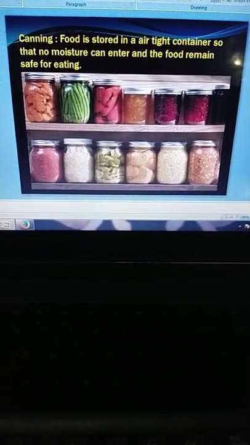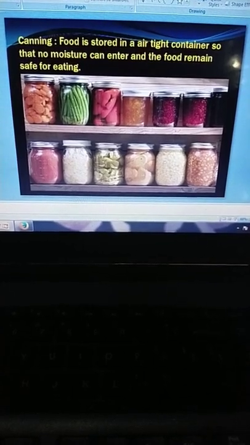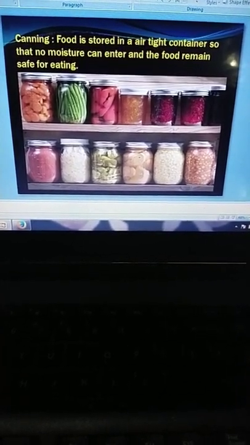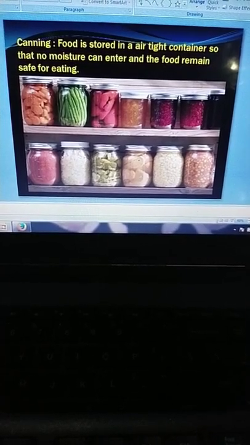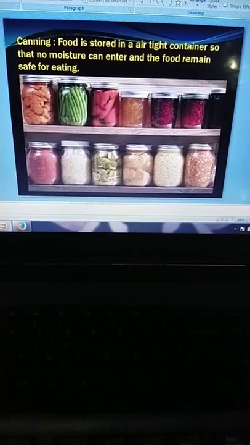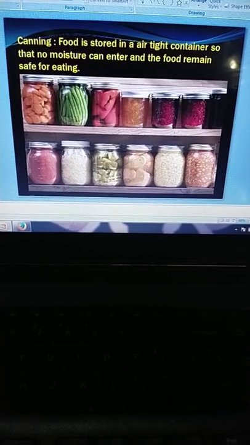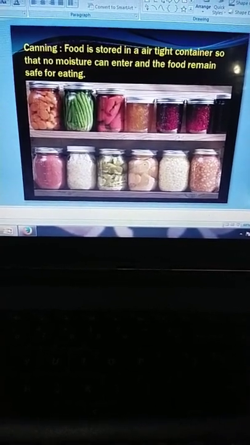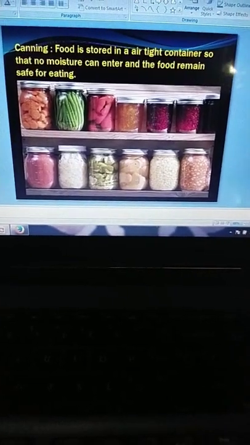Next method is canning. In canning, food is stored in an airtight container so that no moisture can enter and the food remains safe for eating. In the picture you can see so many food items are inside an airtight container so that they don't come in contact with moisture and do not get spoiled.